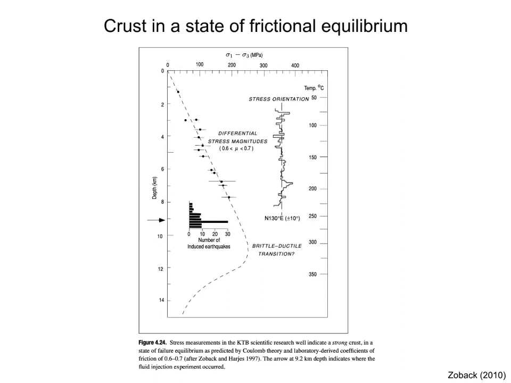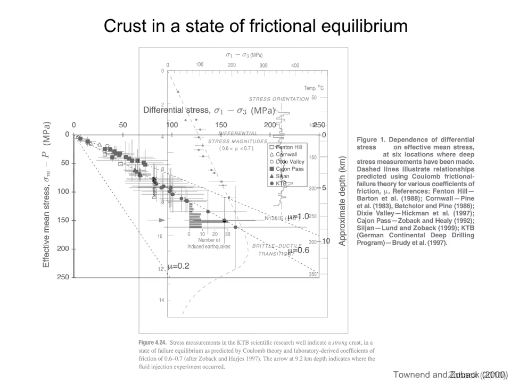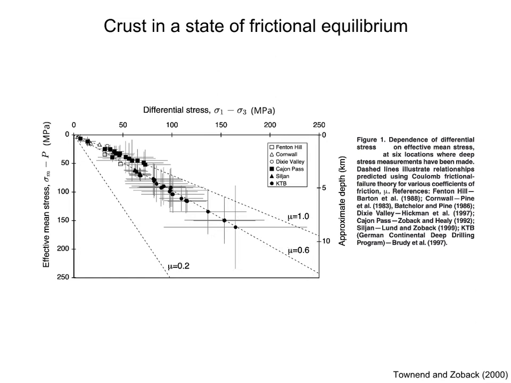Further evidence for such a frictional failure stress state is provided by the fact that a series of earthquakes could be triggered at about 9 kilometers depth, with very low perturbations of the pore pressure. This figure shows a compilation of stress measurements in relatively deep wells and boreholes in various parts of the world. As shown, the dependence of differential stress on the effective mean stress corresponds to a crust in frictional failure equilibrium, with a coefficient of friction ranging between 0.6 and 1.0.